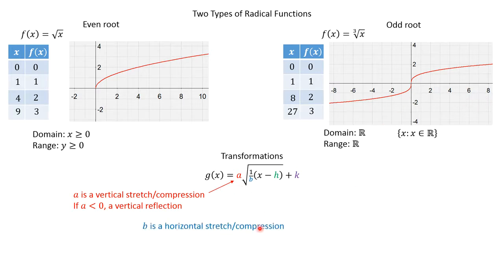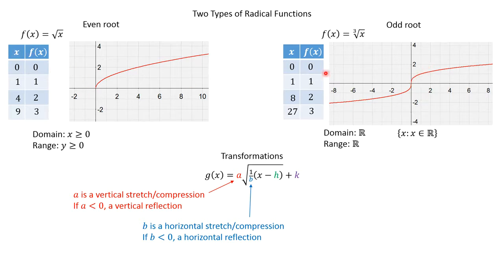B is a horizontal stretch or compression. It's going to squish it towards the y-axis. Also, if b is less than 0, it's a horizontal reflection. So instead of going this way, it would start here and go this way and be all negatives.